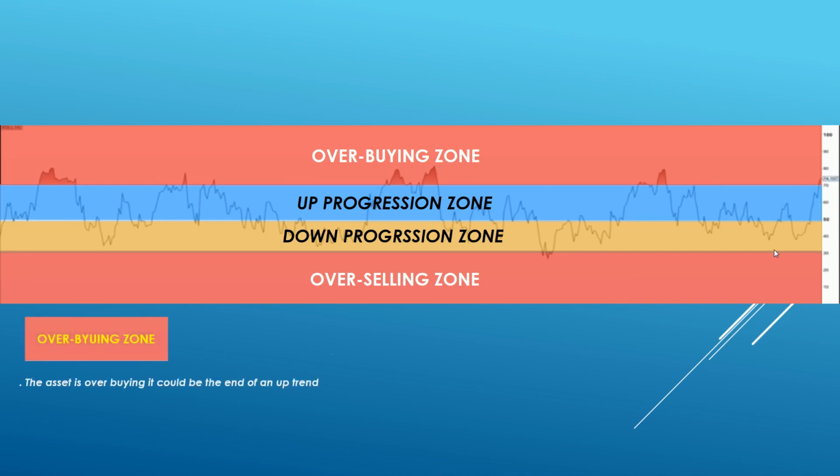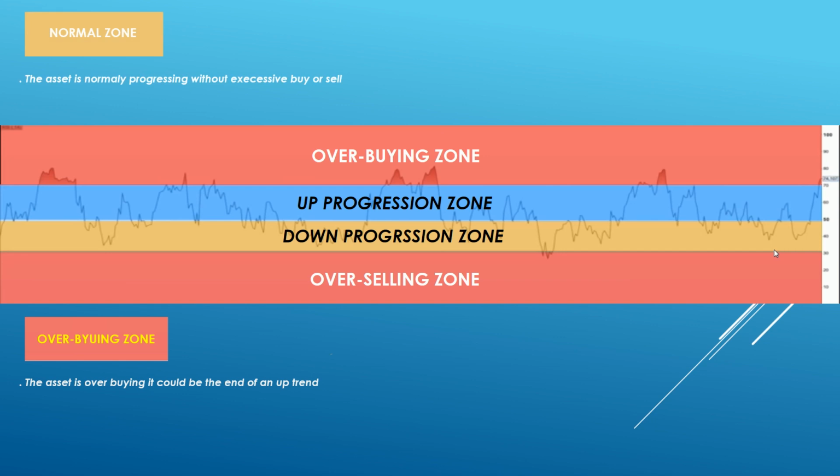Here we have the overbuying zone. The asset is overbought. It could be the end of an uptrend. So if we have an uptrend and the RSI is indicating this, it could be the end of the uptrend. It will go down or have a normal trend, but after that it probably will get down.